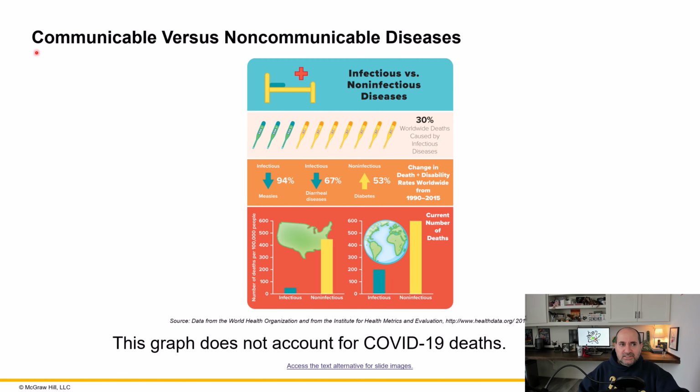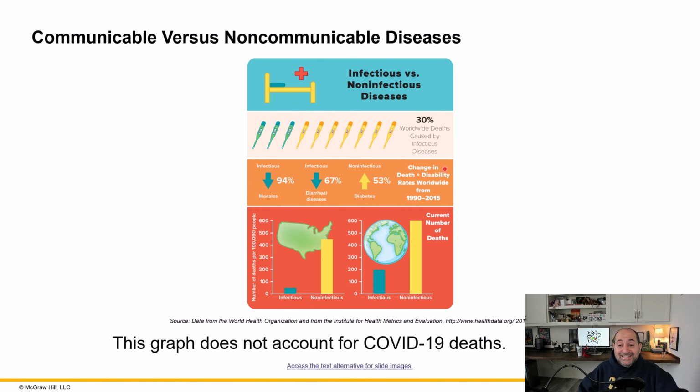So here you can see these terms communicable versus non-communicable. Communicable means being able to spread from person to person or from animal to person, right? These are caused by microorganisms or infectious agents, versus non-communicable diseases. When you think of non-communicable disease, think of heart attack or stroke, right? This is a disease, but it's not caused by the spread of a germ, for instance. So if we look at this, 30% of worldwide deaths are caused by infectious diseases, these communicable diseases.